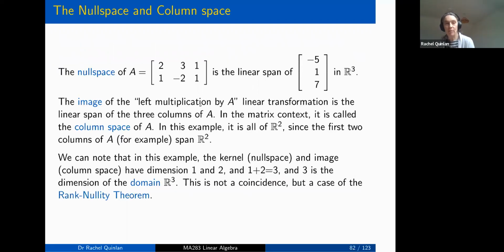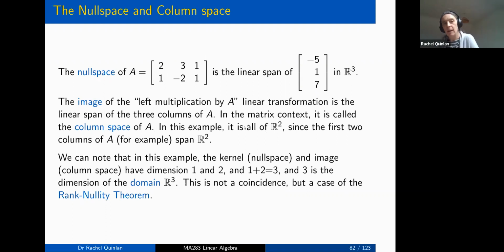And then the image of the left multiplication by A linear transformation is the space of all vectors that you can get by multiplying the matrix A by some column vector (x, y, z). That just gives you all linear combinations of the columns of A with coefficients x, y, z. So what we get exactly is the linear span of the 3 columns of A in the vector space R2. In the matrix context, this is called the column space of A, as we saw last time when we talked about row rank and column rank.